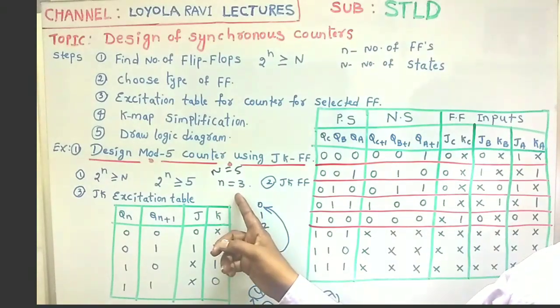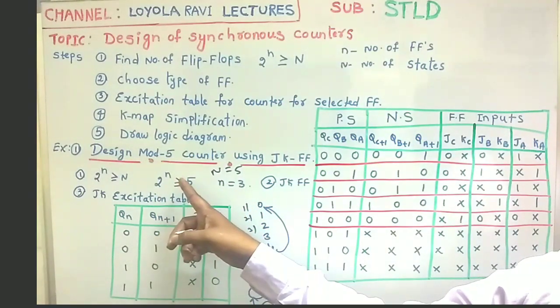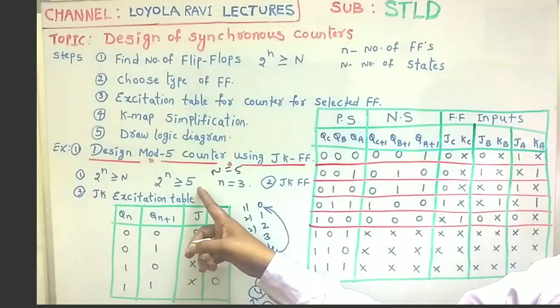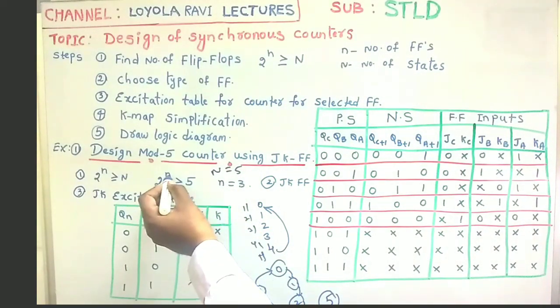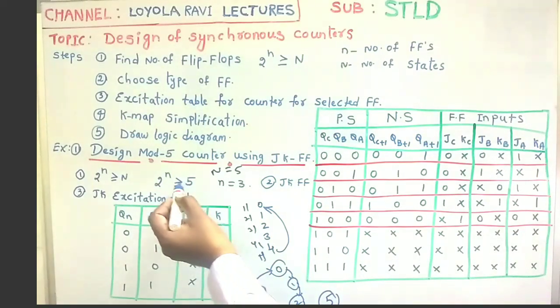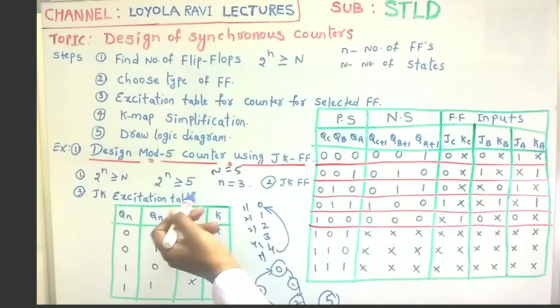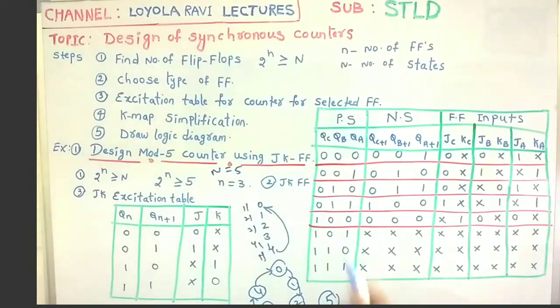Then what is small n? Let us see here: 2^n is greater than or equal to 5. Let us take n equal to 1. 2^1 is 2. Is 2 greater than or equal to 5? No. So n is not 1.